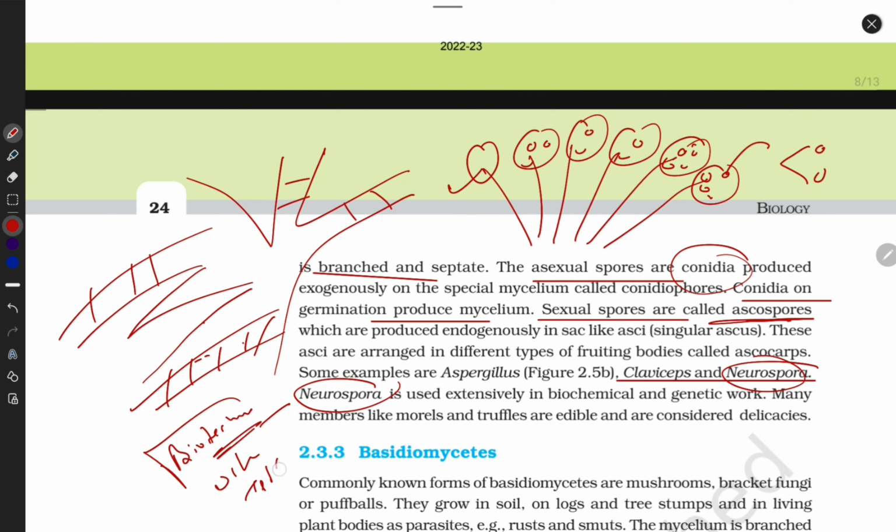Octad analysis and tetrad analysis. When you reach master's level, then you will easily become familiar with this genetic work.